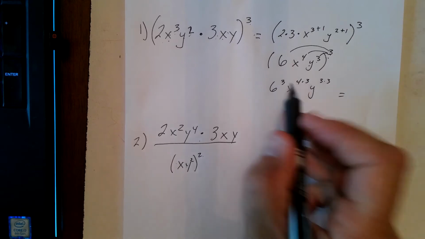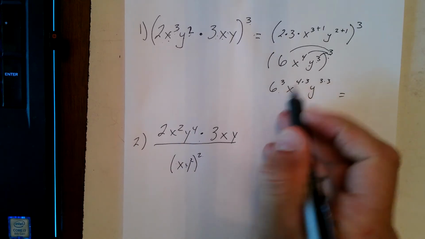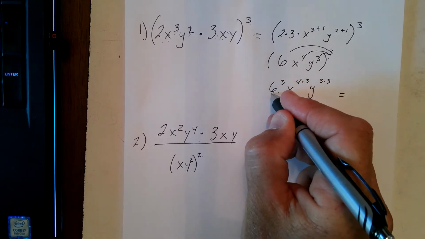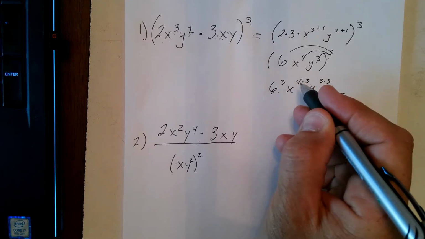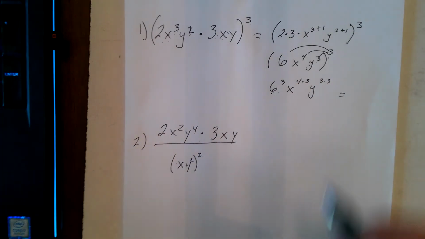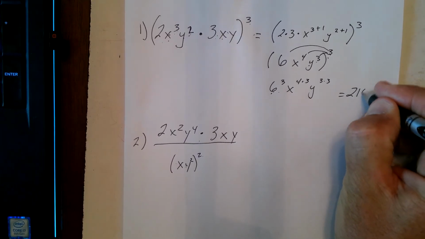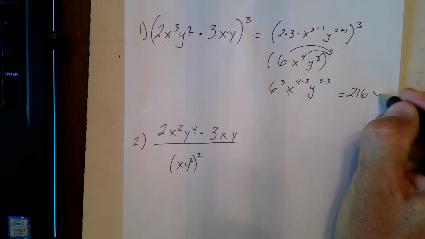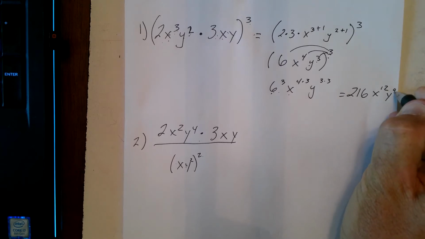The answer to the problem, 6 times 6 is 36. So that's like 36 times 6, which is, I gotta use my calculator, 216, I believe. I'm still going to my calculator to make sure I'm right. 216, I was just off. 216, x to the 12th, y to the 9th.